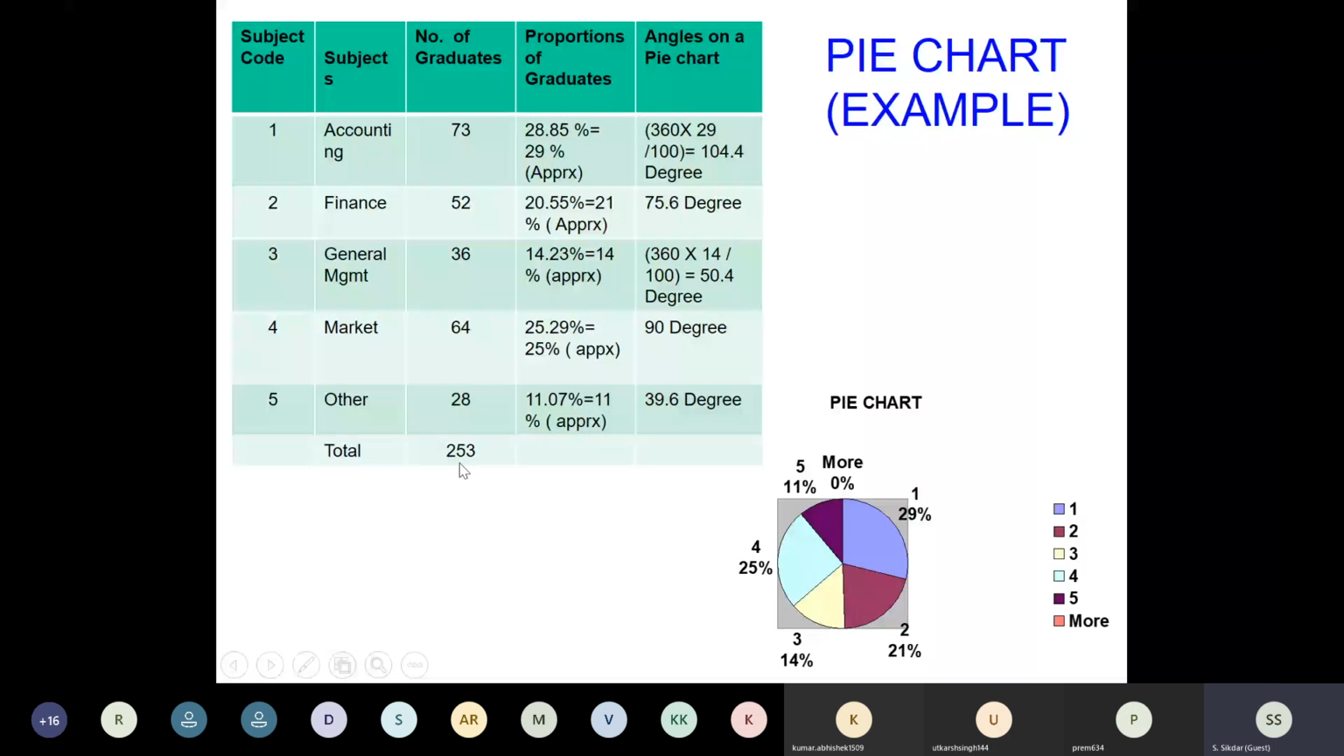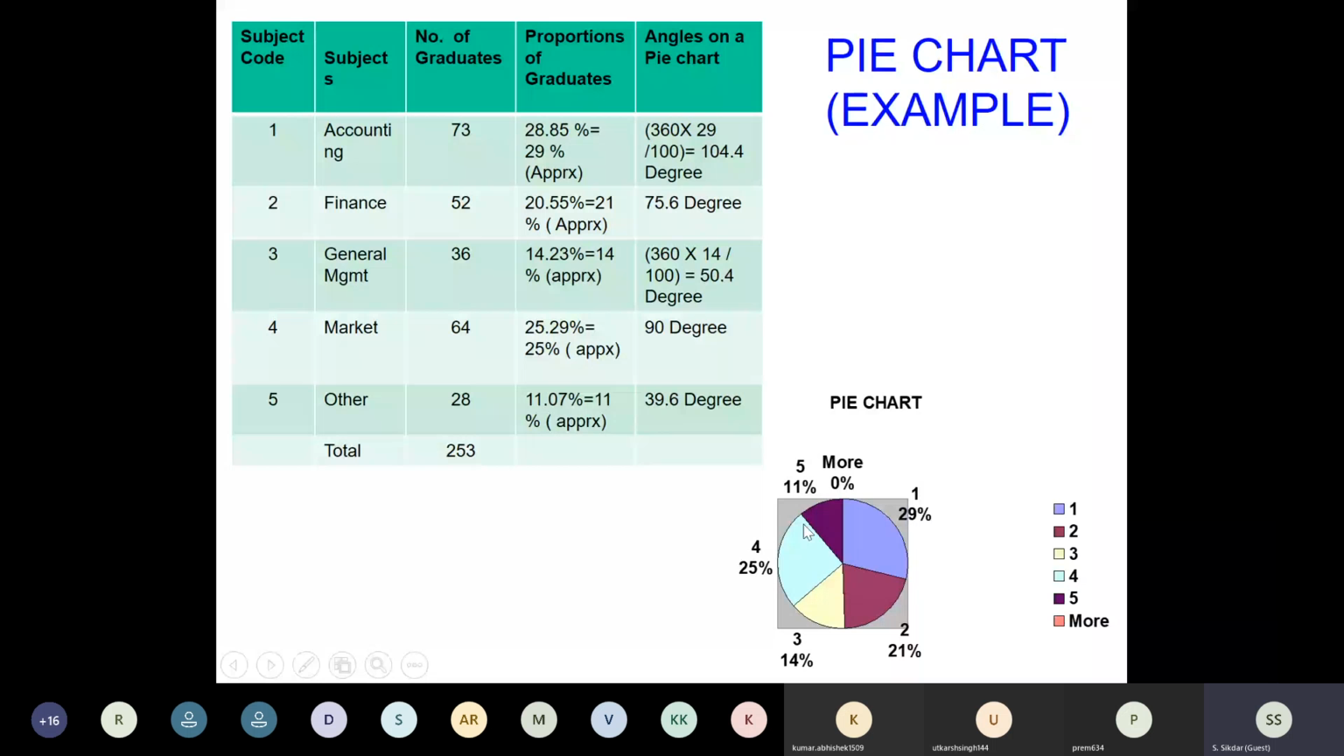So what is the percentage? 73 divided by 253 makes 28.85, about 29%. This one is 21%, this is 14%, 25%, 11%. Now, if I take 360 degrees, then 29% will make 104. Number one, you look, my cursor is showing that this subject code 1 is 29%. It is the maximum number of people.